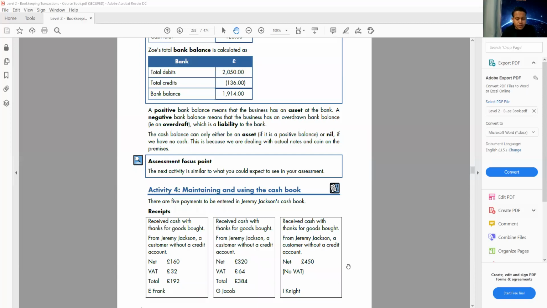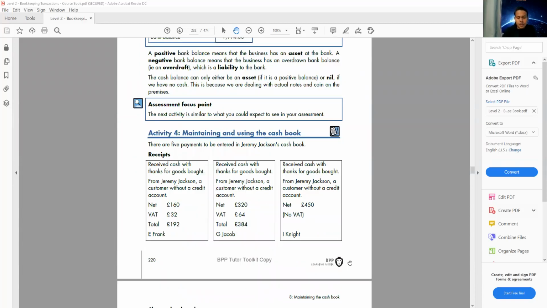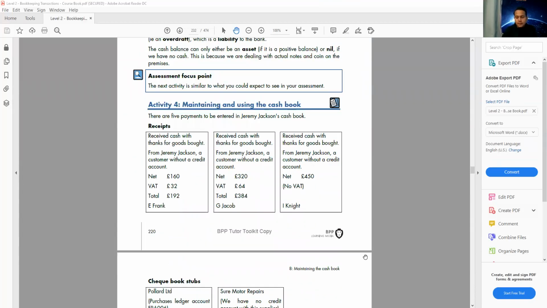So let's have a look at one of the exam type questions. We have this question, activity 4. This is one of the exam type questions. You will see this type of question in the exam. Maintaining and using the cash book. There are 5 payments to be entered in the Jeremy Jackson cash book. When there's a payment, it will go to the cash book credit side.